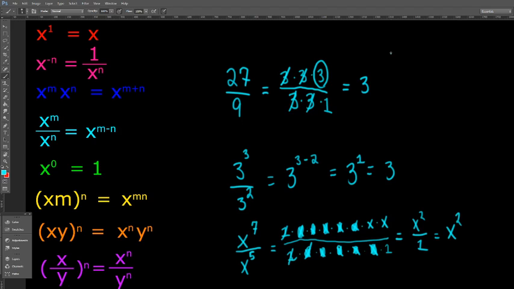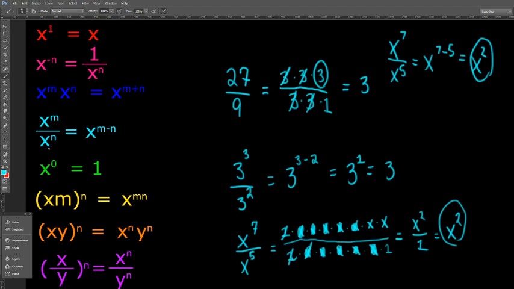So I'm just going to move up here, kind of ran myself out of room. X to the 7th divided by x to the 5th, our law tells us that that's the same as x to the 7th minus the 5th, which is x squared, right? And that's what we got here, and that's what we got here. So even if you can't remember the rule, you can always just break it down and do the logic yourself.